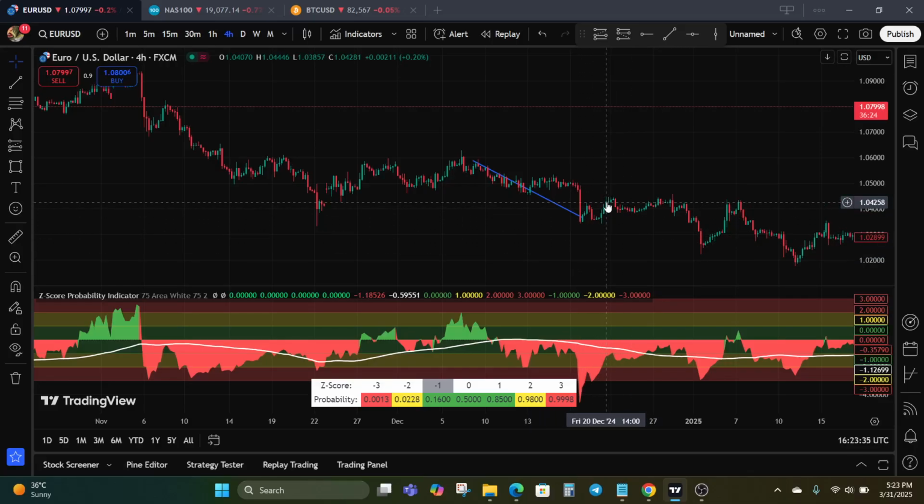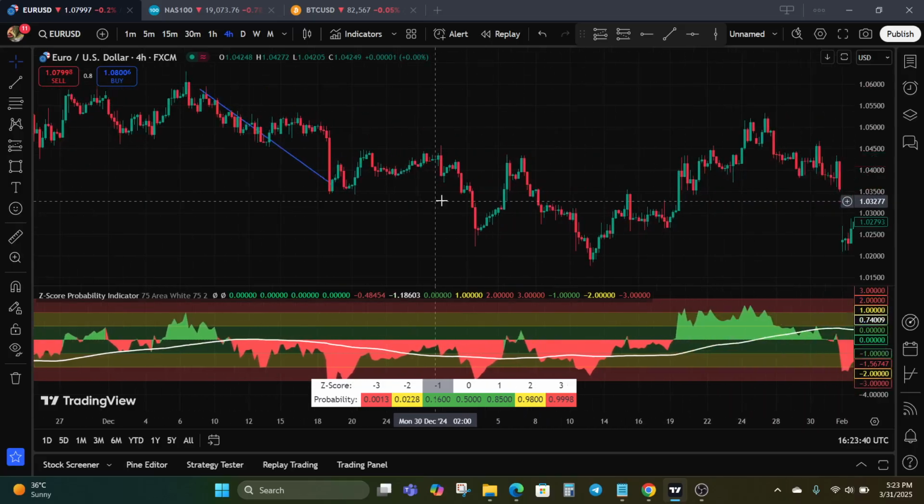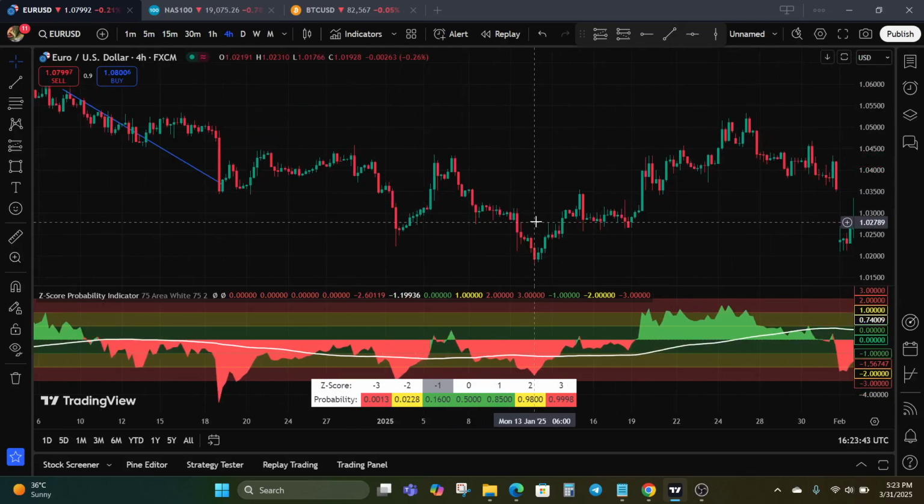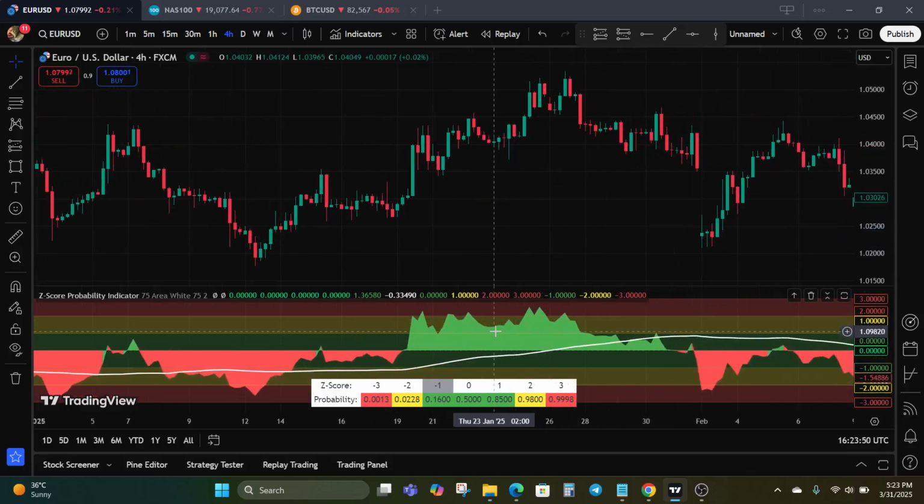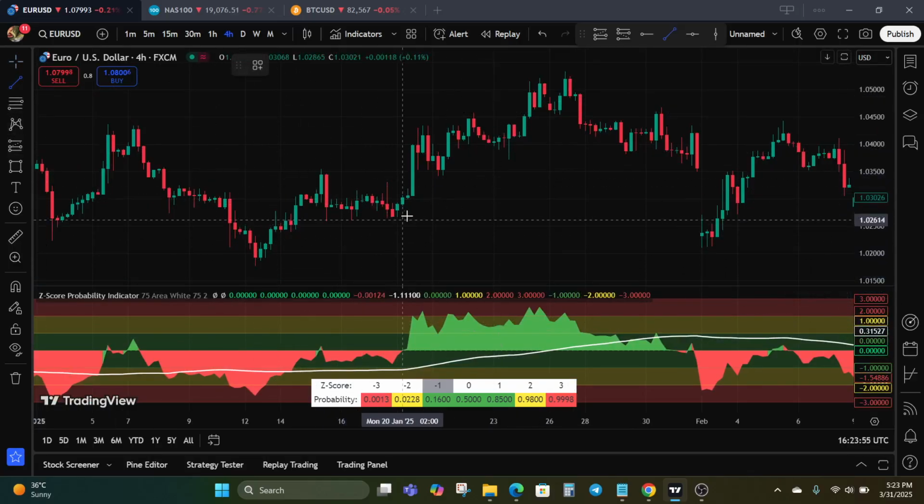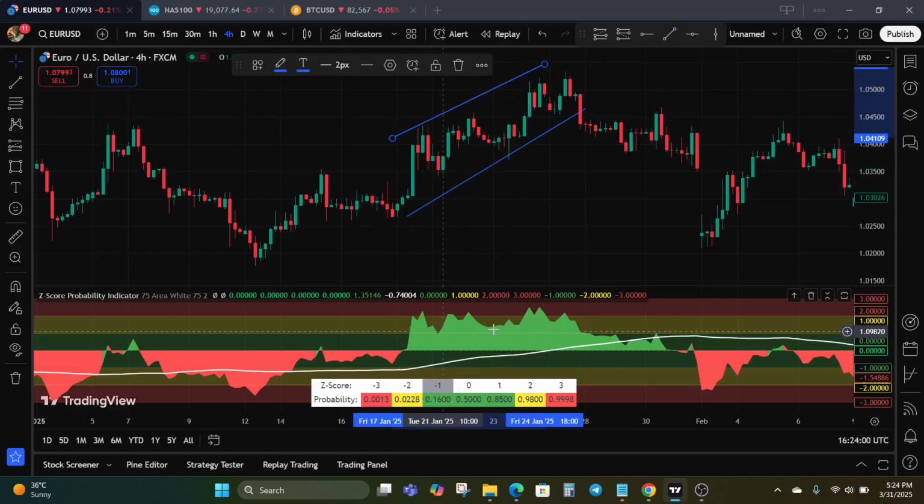So how do we use the Z-score probability indicator to trade with the trend? It's simple. We focus on trading in the direction of the Z-score. If the Z-score is positive, it means that the trend is bullish, and we should be looking for buy opportunities. So when the Z-score is positive and green, of course, this green zone is the positive zone, the red zone is the negative zone. So when it is positive, you should be looking for buy opportunities because it means that the trend is bullish.